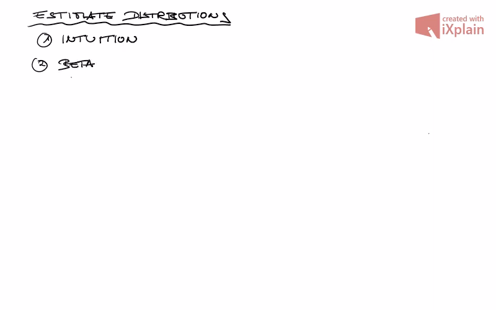Then the beta parameter distribution. And then, of course, the variance parameter distribution.